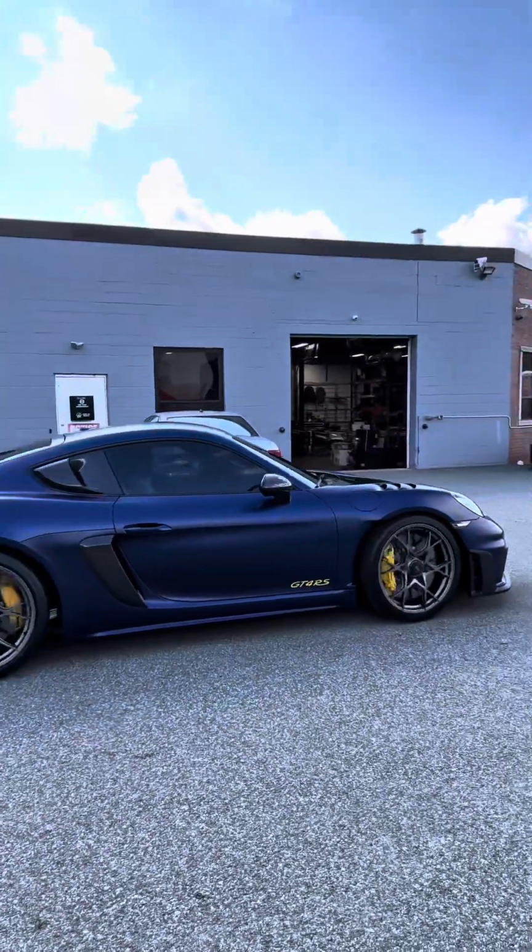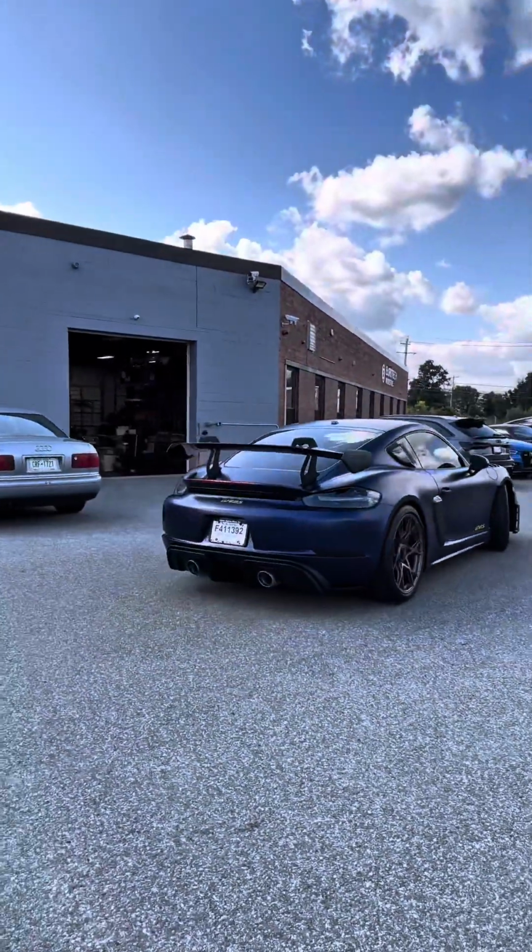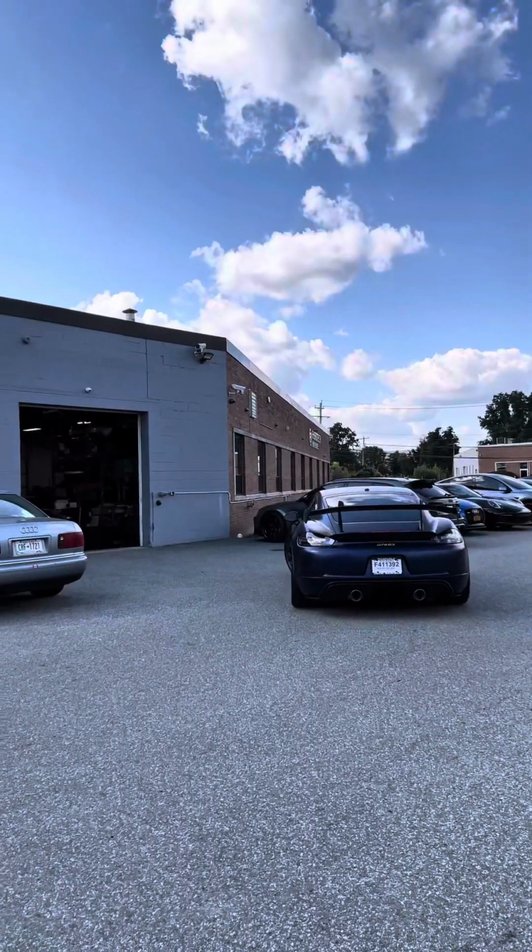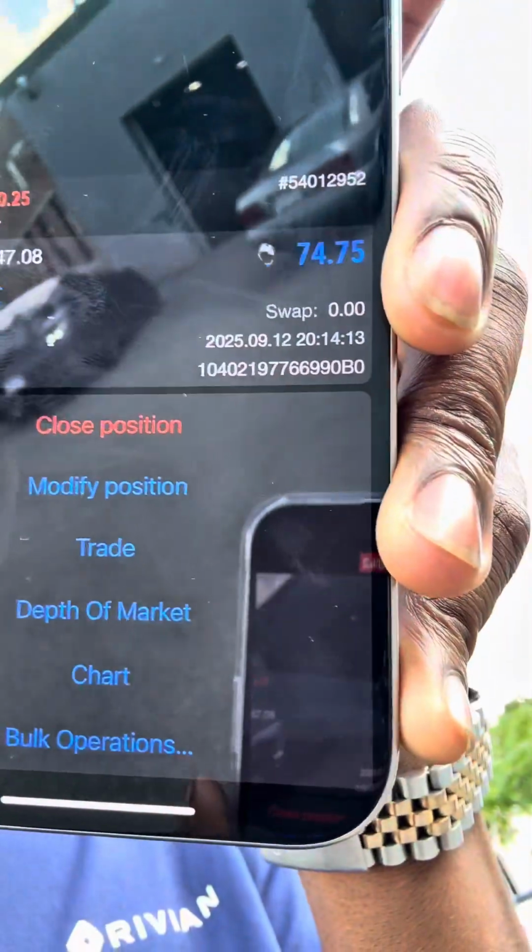A little bit of motivation. I'll be making some trades. Price just hit our first TP, which means we are up around $70, $80.